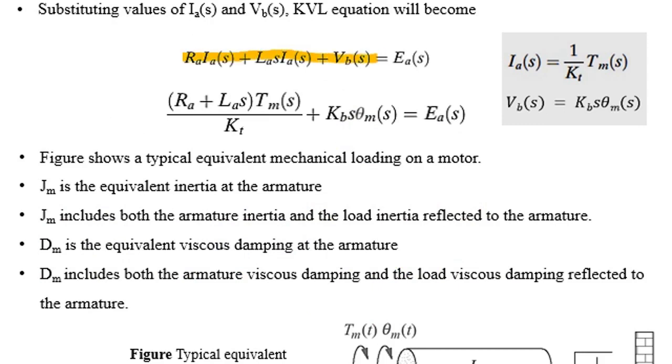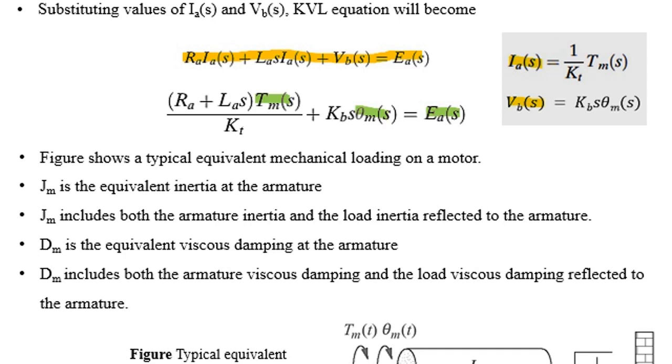Students, now we have a loop equation from the previous slide. In this equation, we will substitute the value of armature current and back EMF voltage. With this, we will have an equation whose variables are torque, angular displacement, and input voltage. We are finding the transfer function in terms of the variables angular displacement theta m(s) and input voltage Ea(s).